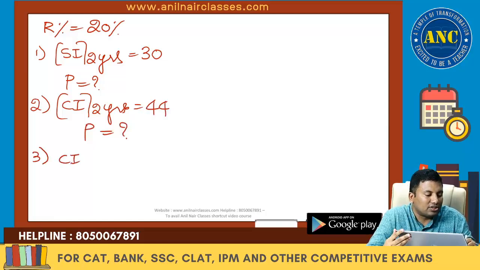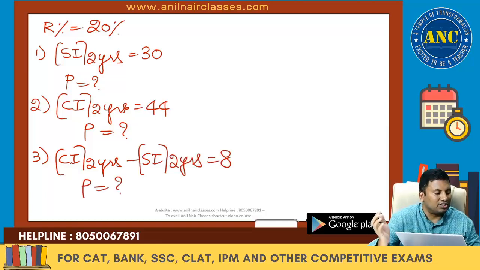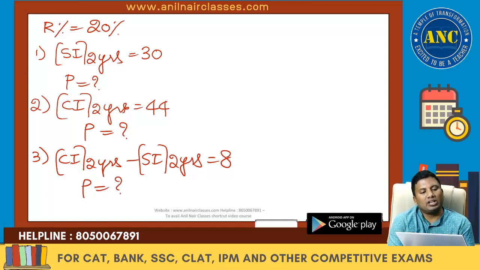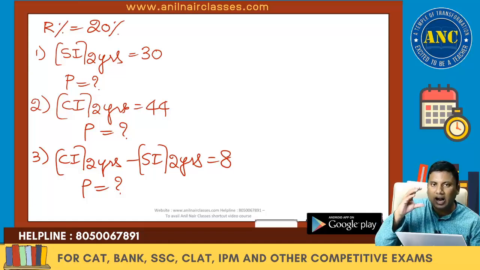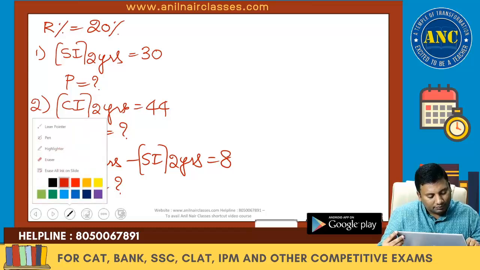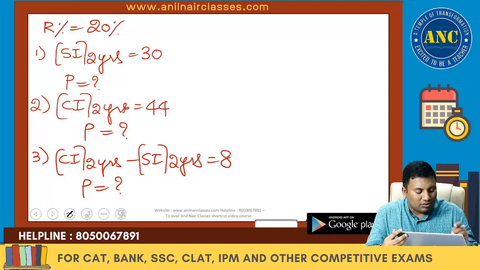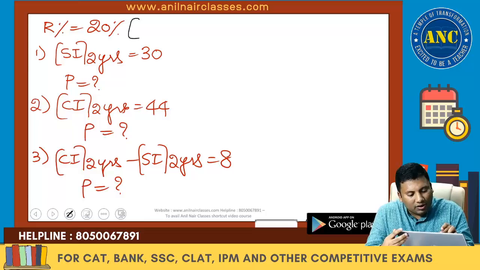CI for 2 years minus SI for 2 years. It is 8. Find the principal. All are based on one logic. R percentage is 20%. One concept, multiple variety of problems. SI for 2 years. 20% is 1 by 5.